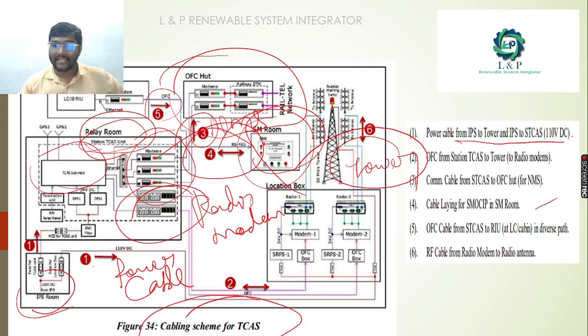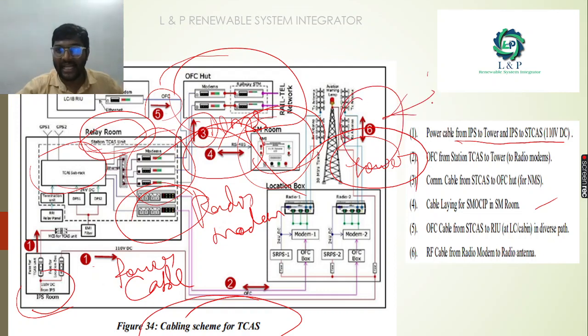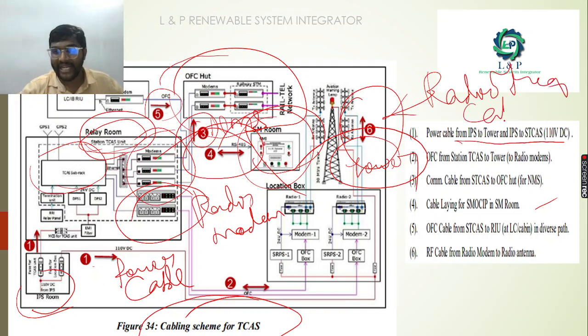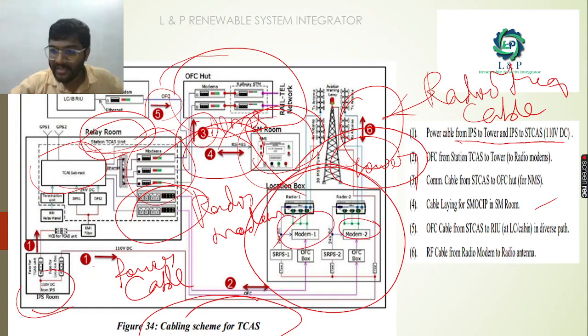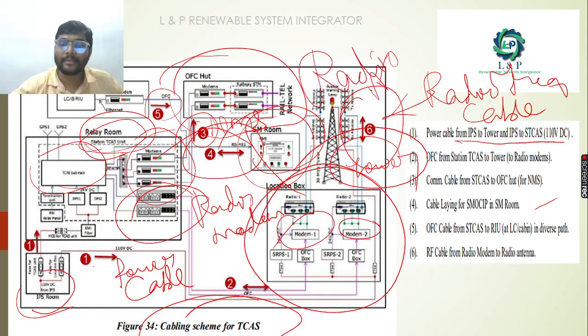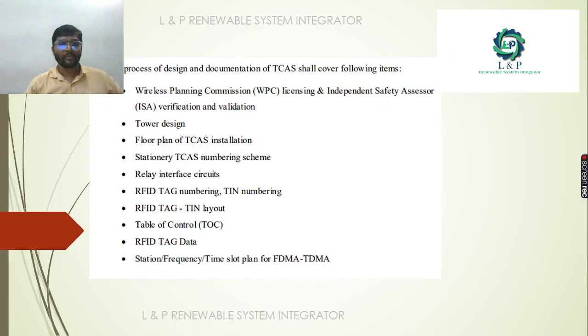Next we are going to lay down the radio frequency cable. The sixth most important thing is the radio frequency cable, which will be laid down between the radio modems and the radio antenna. This is how the cabling activity will happen in the train collision avoidance system.